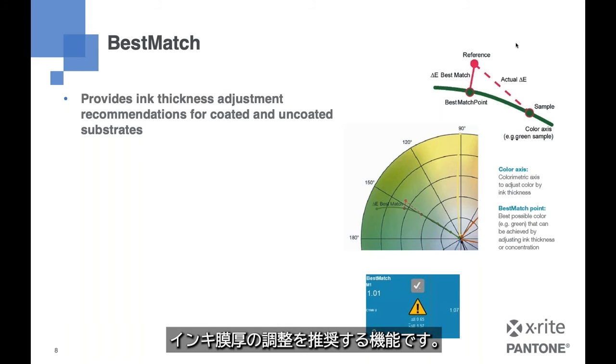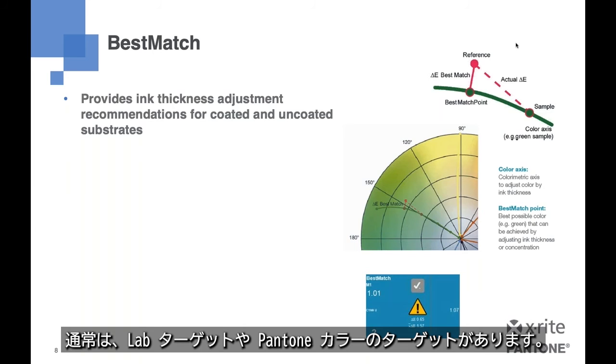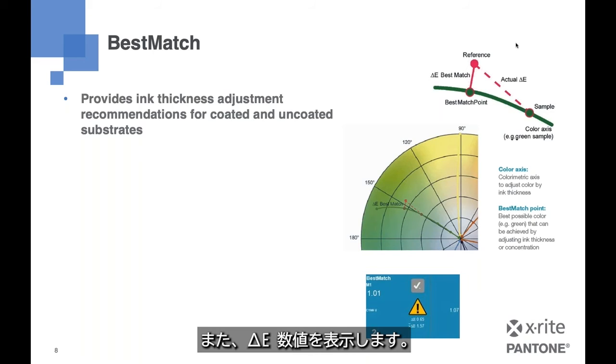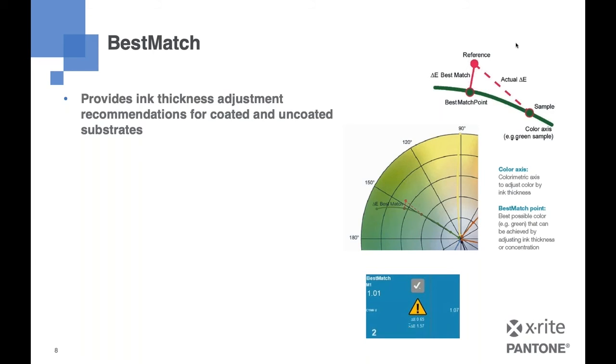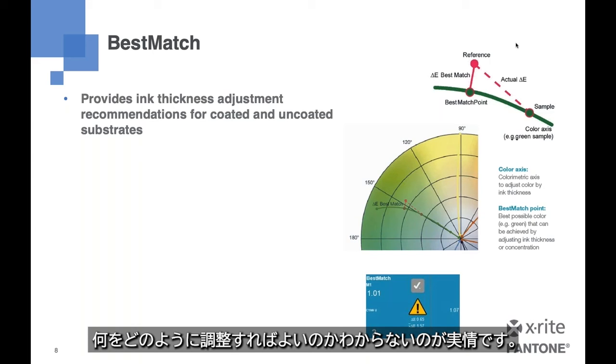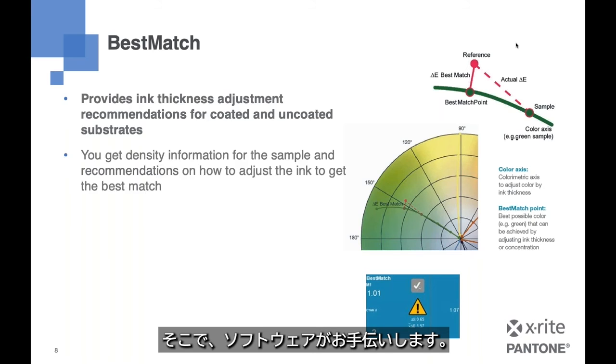This is a function which provides to the operator ink thickness adjustment recommendations. Normally, you have an LV target, or you have a Pantone color as a target, or whatever, or a spectral curve. And then you might see a delta E number, but the press operator doesn't know how he needs to adjust the press to get to this delta E. And this is exactly what the software does.